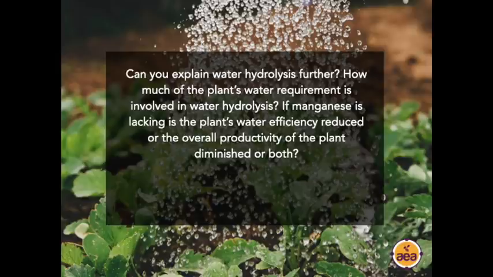The final question is, if manganese is lacking, is the plant's water efficiency reduced or the overall productivity of the plant diminished, or both? The answer, in my understanding, is both. You slow down the photosynthesis process, and as a result of the slowed photosynthesis process, you have increased photorespiration, which requires more water, of course, which lowers the water use efficiency, and which also has a drag on plant yield and has a yield drag effect.